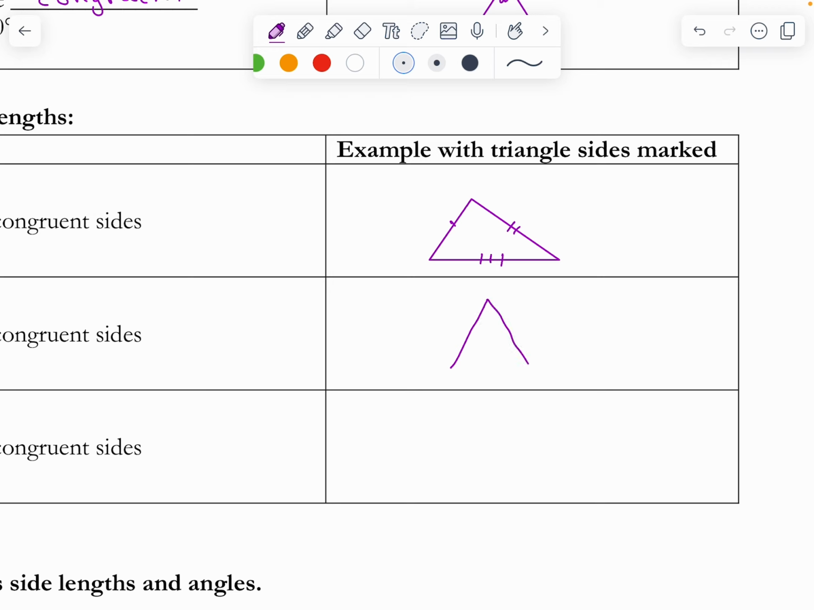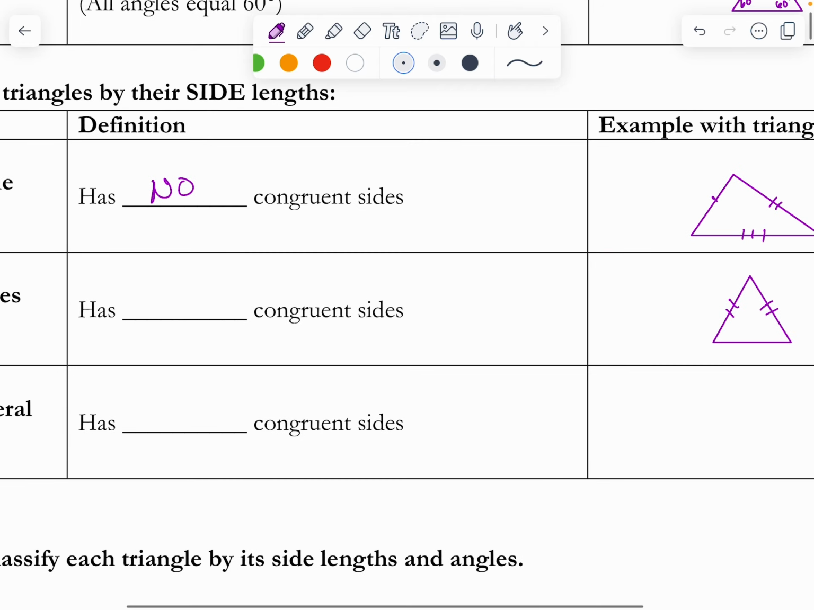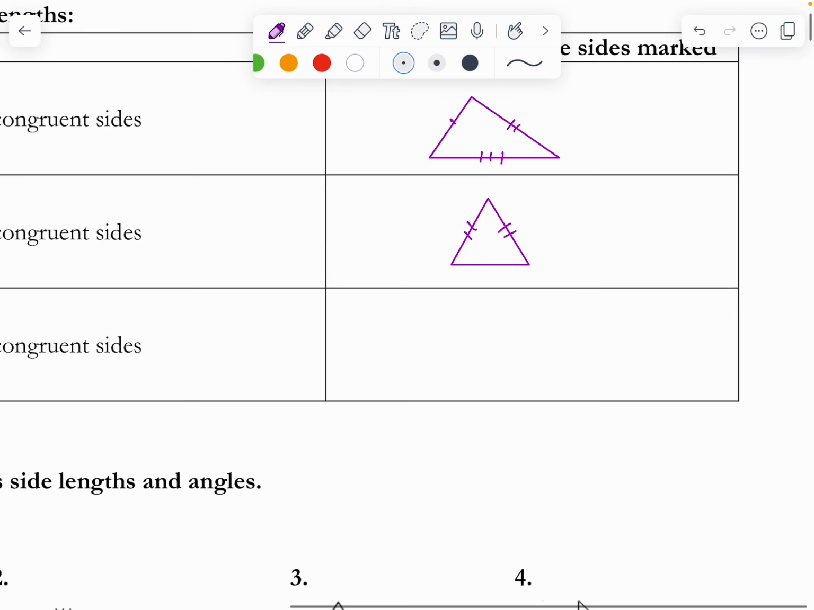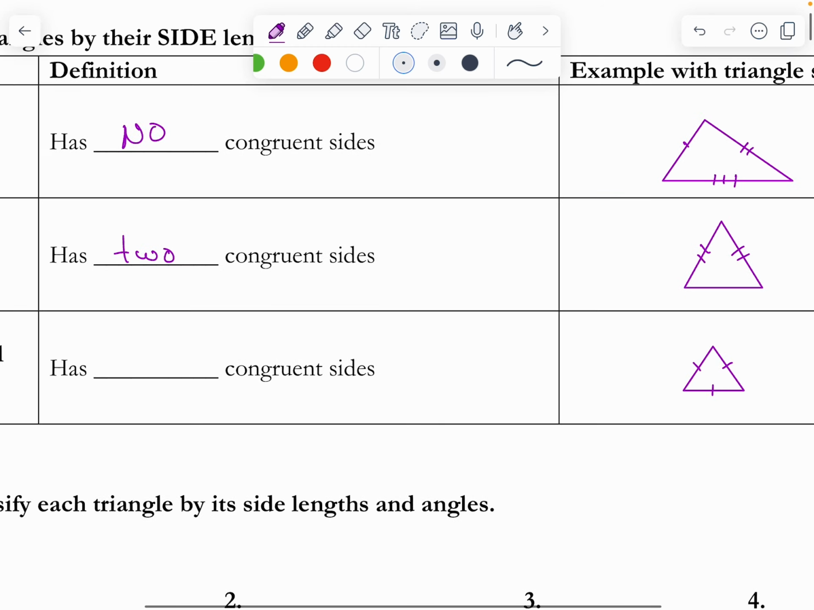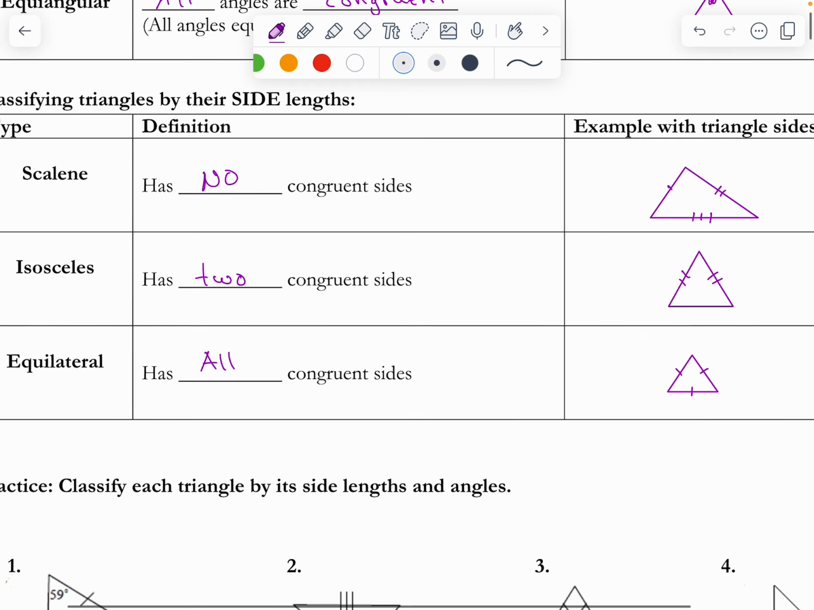Isosceles means that you have two equal sides. And we'll just do this so we remember. Two equal sides. We have two congruent sides. And an equilateral triangle is obviously similar to equiangular, where every side is congruent. So all congruent sides. So scalene is none, isosceles is 2, and equilateral is 3.